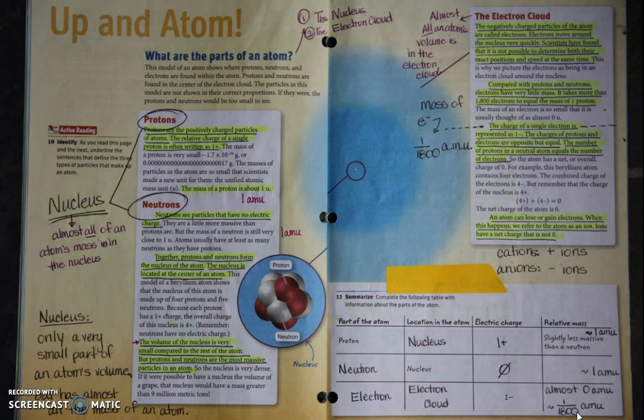Just to make sure that you understand, the main two parts of an atom are the nucleus and the electron cloud. Remember, the nucleus contains your protons and neutrons. Your electron cloud contains the electrons.